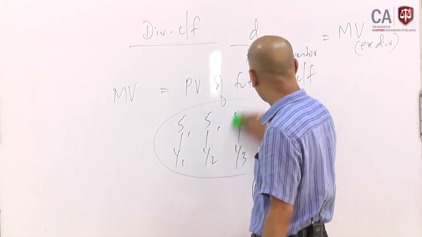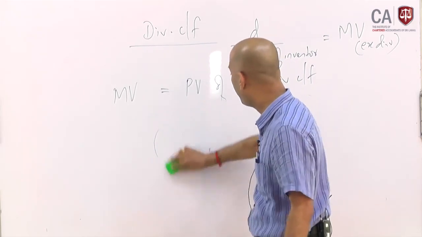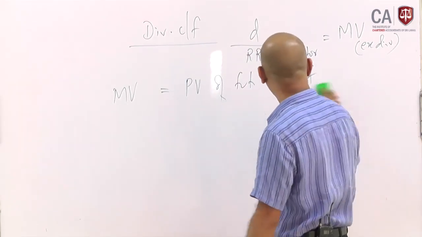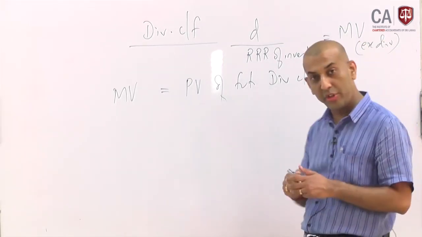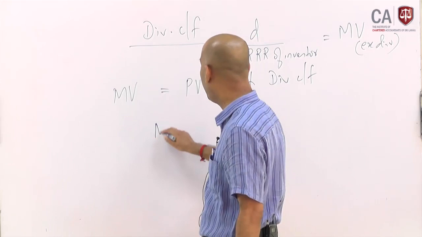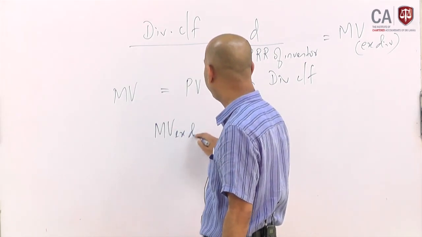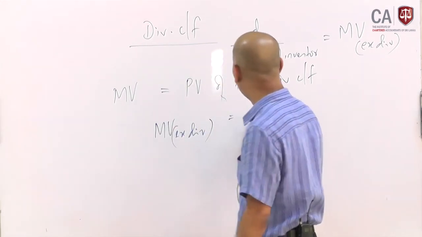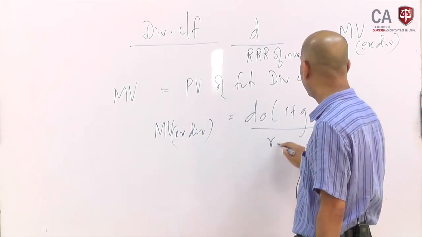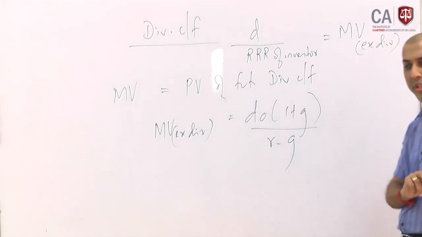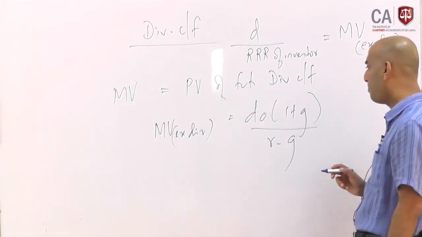At the same time, if a company is going to pay dividends with a constant growth rate, then your valuation, market value ex div, equals D0(1+g) / (r - g). So these are things available in the study pack, right?